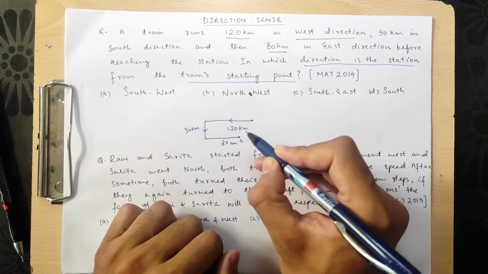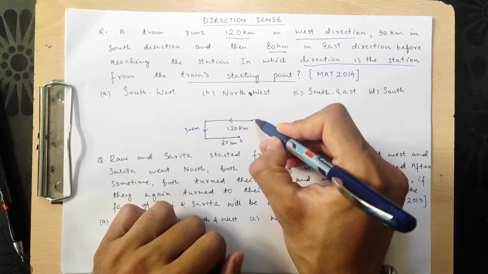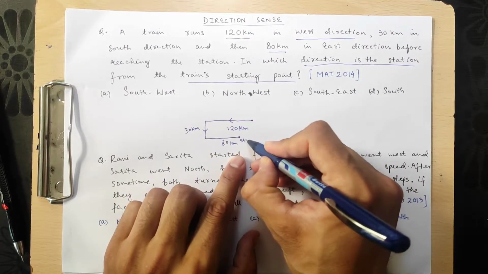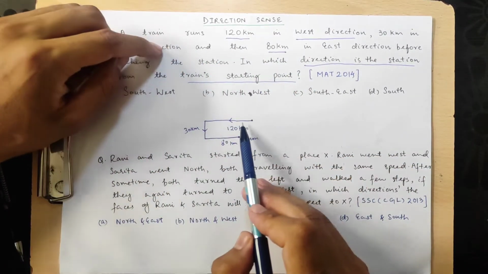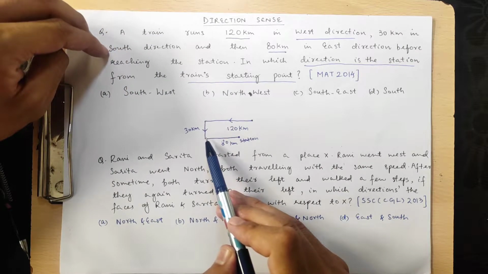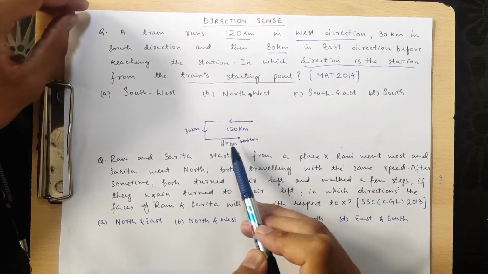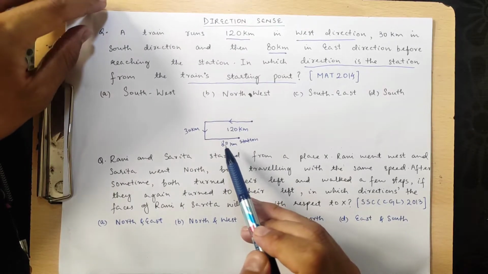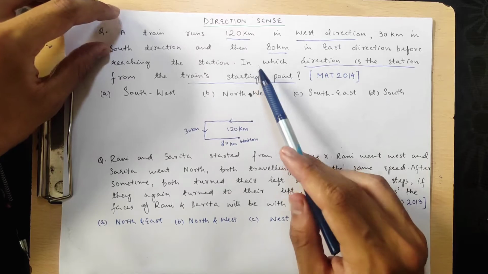So I will keep S for station, and this is the starting point. So this is the station. Again, a train travels 120 kilometers in the west direction, 30 kilometers in the south direction, and 80 kilometers in the east direction before reaching the station. That means as soon as it completed 80 kilometers, it reached the station. Great.